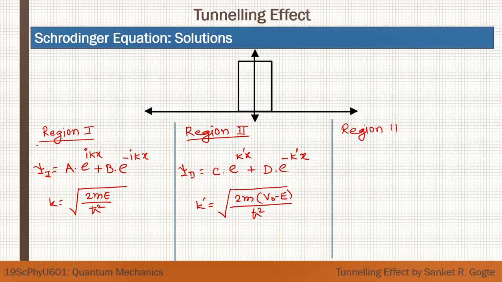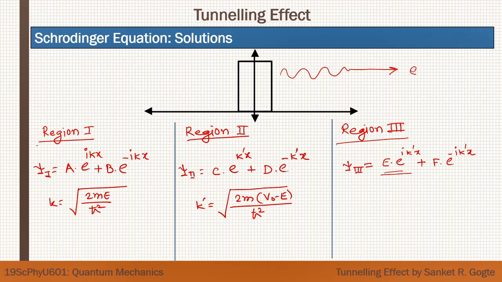So we cannot get rid of this, and then in the third region the solution is very similar to the solution in the first region. I can't of course use the same coefficients, so let me use e and f: psi 3 is e into e to the power i k x plus f into e to the power minus i k x. This is not k prime, it is simply k, which is square root of 2m e by h cross square.